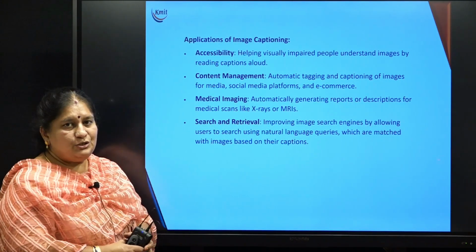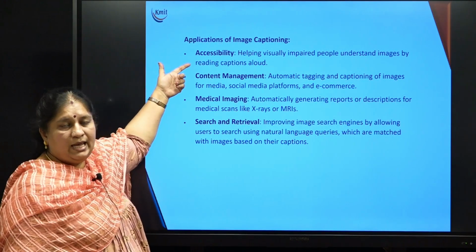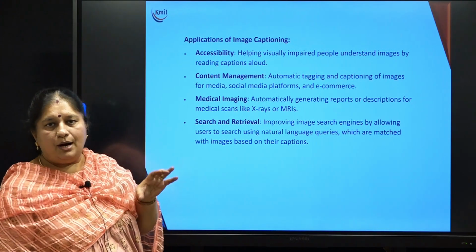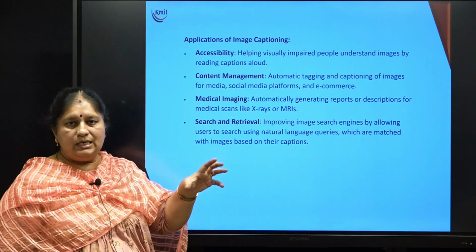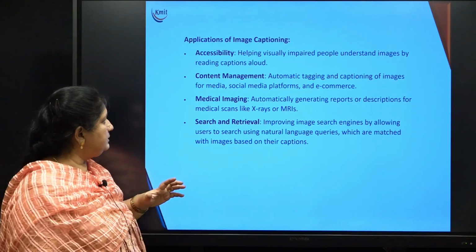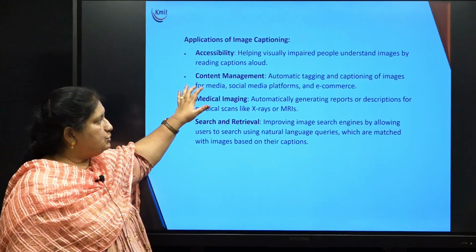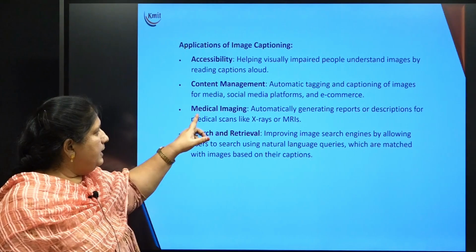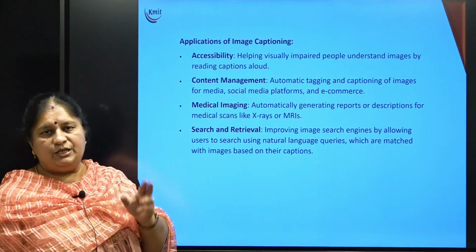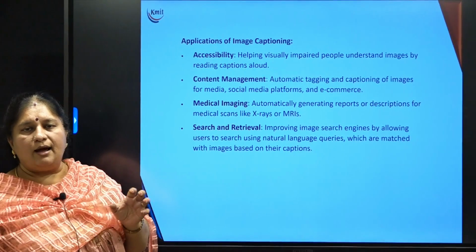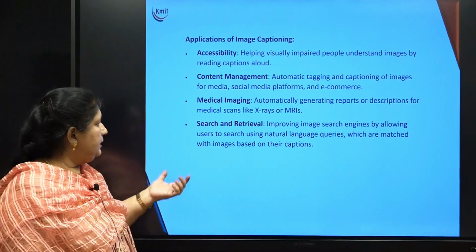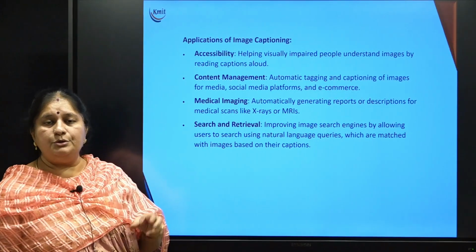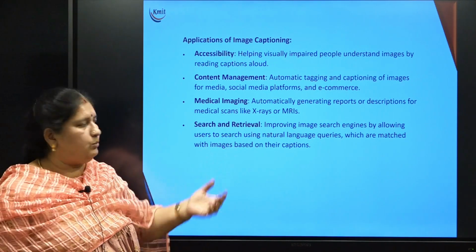Then what are the applications of image captioning? Accessibility, as I told, helps visually impaired people understand a particular image without seeing it. They go through the caption and try to understand. Content management on social networking sites, wherein there is an auto tagging feature, right? Then medical imaging, reading x-rays and patient records, which helps to understand the diagnosis and the treatment plan. Search and retrieval, improving image search. These days we search on Google using images, audios, likewise.